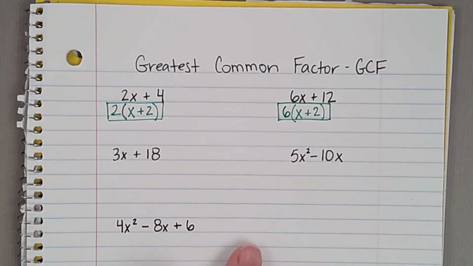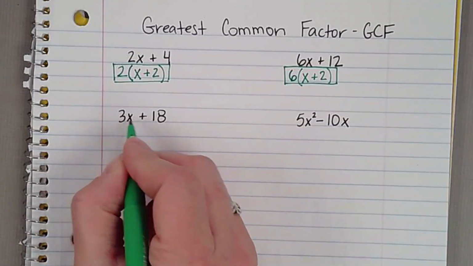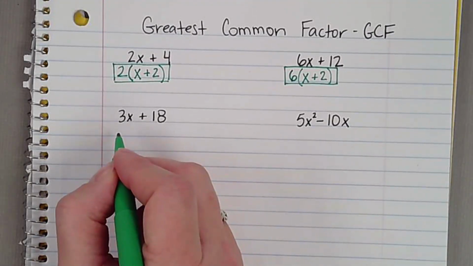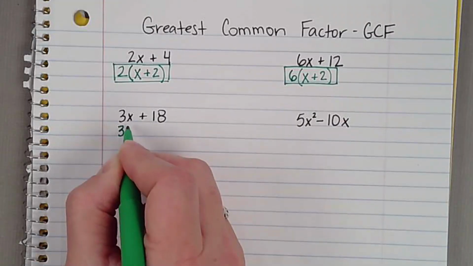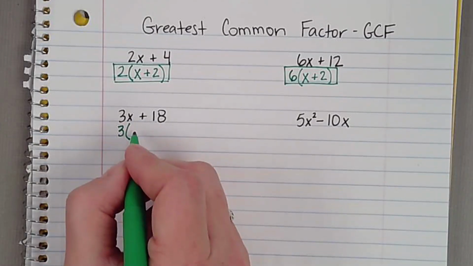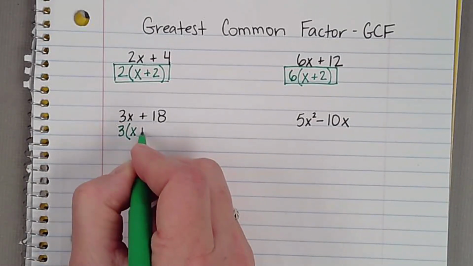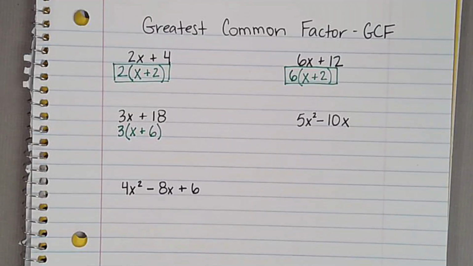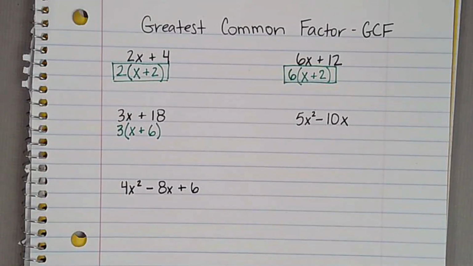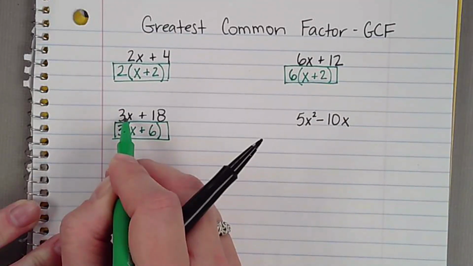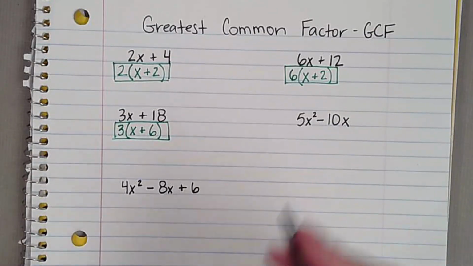I've got a couple other examples here. In this one, it looks like the biggest number I'm seeing in common is a 3. So my greatest common factor is a 3. 3 divided by 3 is 1. So I have an x left over. And then 18 divided by 3 is 6. Okay, and then I'm actually noticing that I did something that I didn't want to do, so I'm going to change this next problem. So this is my answer, right? 3 times x is 3x, 3 times 6 is 18. So I'm going to change this problem.